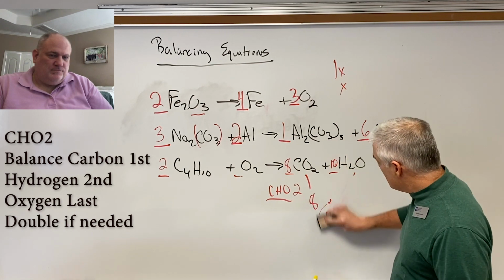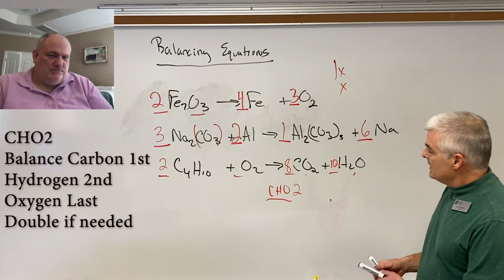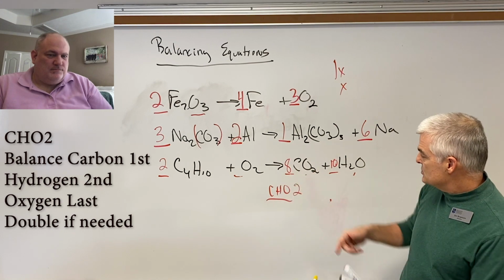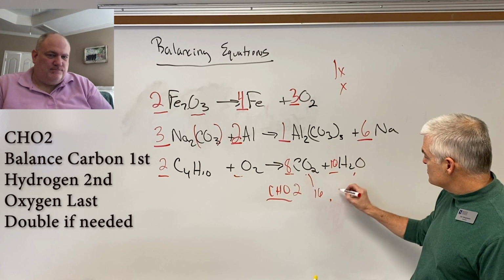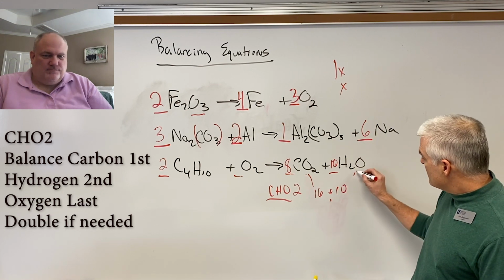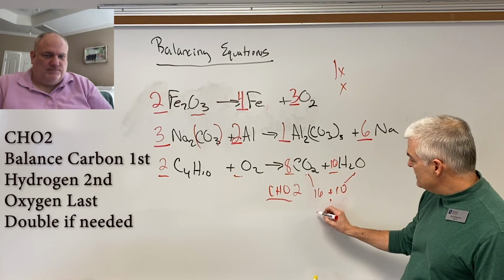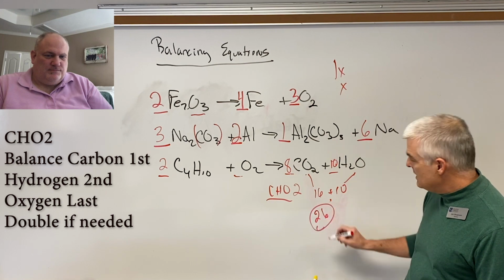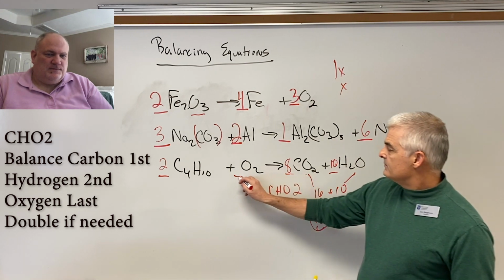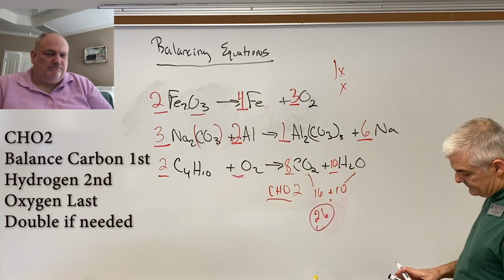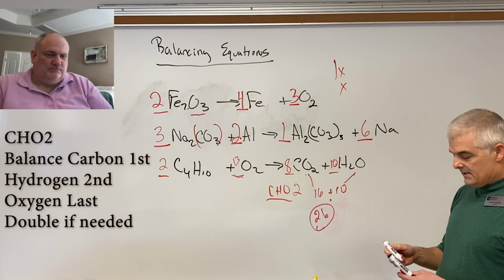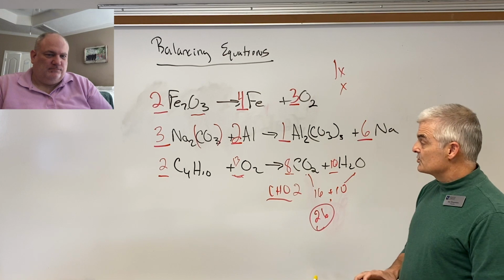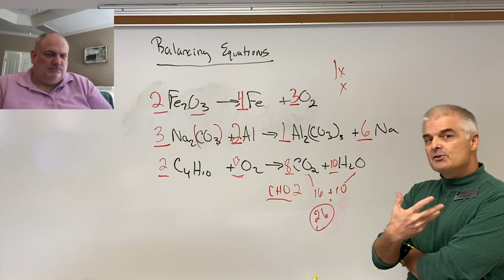And now let's add up our O's on this side. How many O's here? 8 times 2 is 16 from the CO2. And then 10 times 1 is 10 from the water. 16 plus 10 is 26. What number goes in front of the O2 here? Now you've got to put a 13, because 13 times 2 is 26. So it's 2, 13, 8, and 10. Those are the coefficients. So folks, that's how you balance equations.